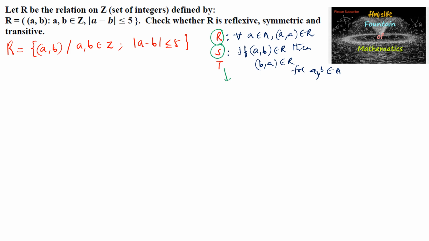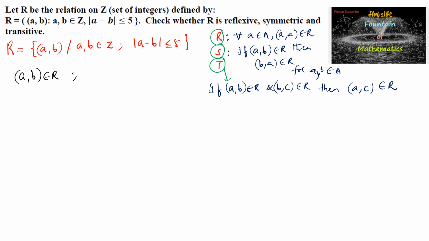And coming to transitive, if A is related to B and B is related to C, if both these ordered pairs are in the relation, then A comma C must belong to the relation R. Then we can consider that the relation is transitive. So let us check this relation R is equal to, the ordered pairs A comma B belongs to R where mod A minus B is less than or equal to 5.